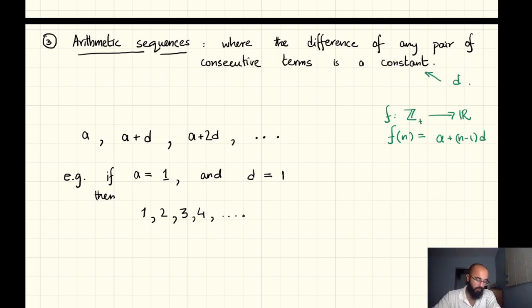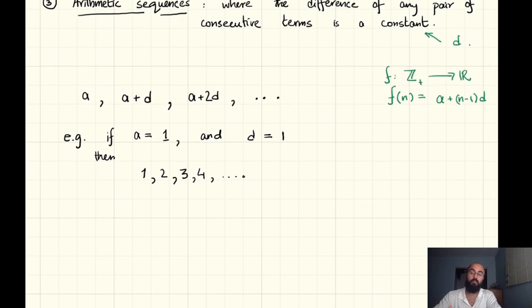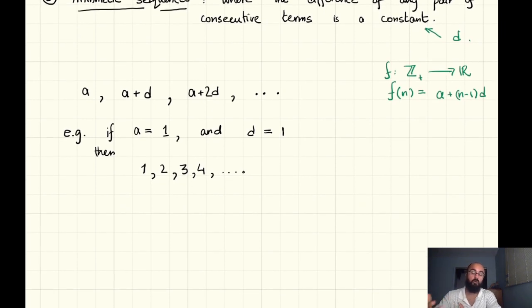Now, you can cook up your favorite examples of sequences. They don't have to come from a function that has a formula. You can have a sequence that has 1, pi, e, square root of 2, and so on. This may not have a formula, but it still is a function. So this is still a valid sequence.